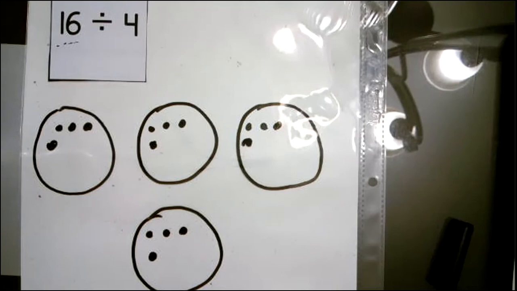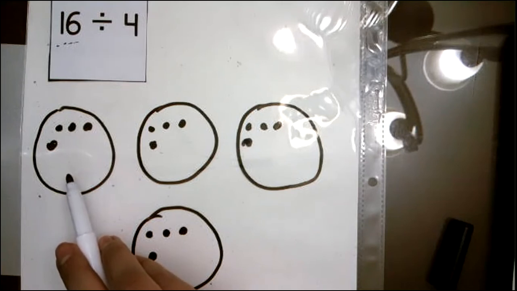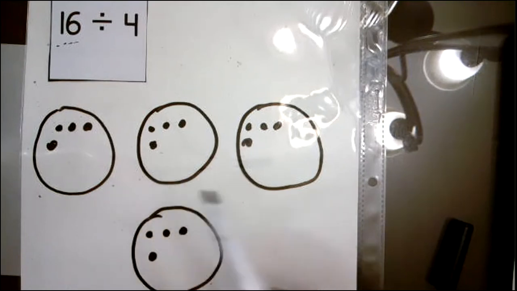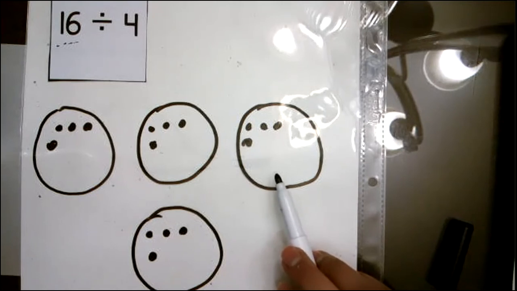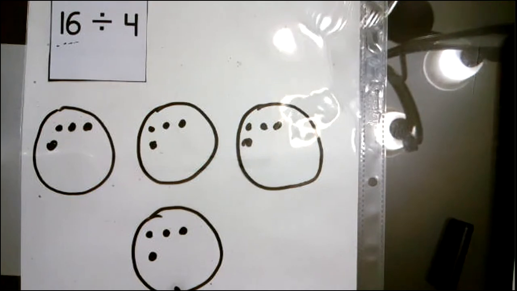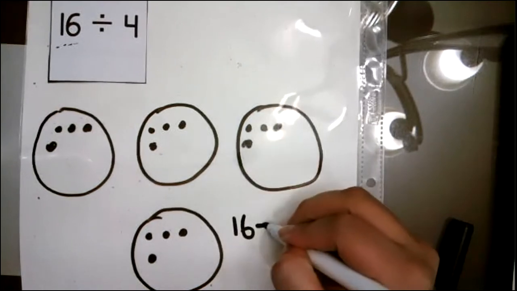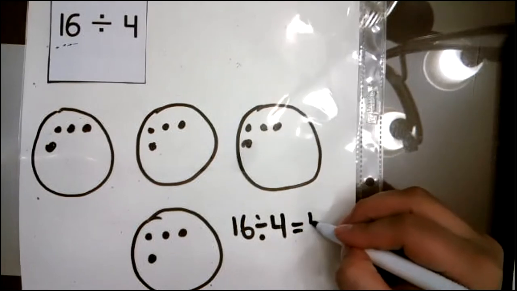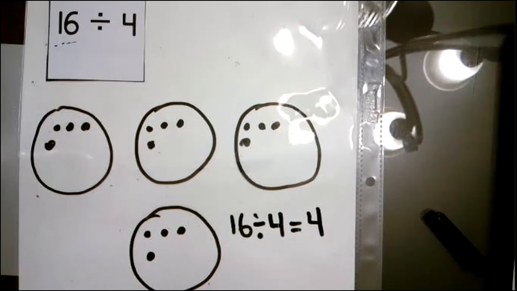Now let's make sure that we have an equal amount of dots in each circle. How many do we have in our first circle? Right, we have 4 dots. How many do we have in our second circle? We have 4 dots. How many do we have in our third circle? We have 4 dots. And how many do we have in our fourth circle? We have 4 dots. So this tells me that 16 divided by 4 equals 4, because we have 4 dots in all 4 circles.